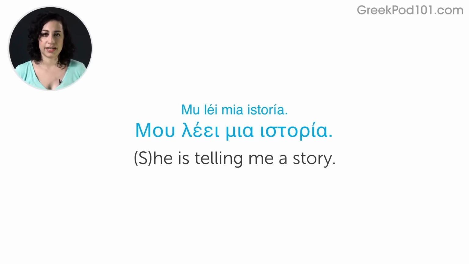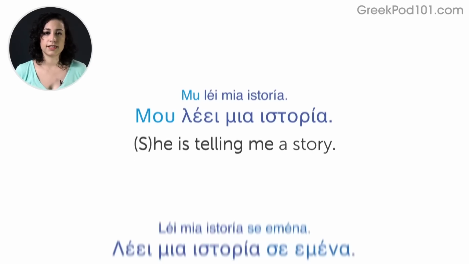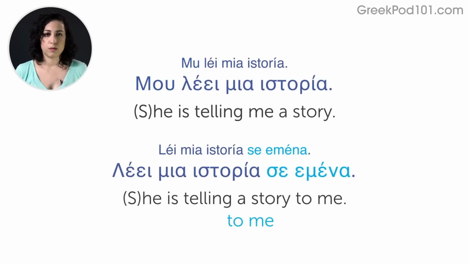Μου λέει μια ιστορία. She is telling me a story. Here, μια ιστορία, a story, is the direct object in accusative answering to what, and μου is the indirect object in genitive answering to whom. Μου could also be replaced by the prepositional phrase σε εμένα, to me, without changing the meaning. Λέει μια ιστορία σε εμένα. She's telling a story to me.